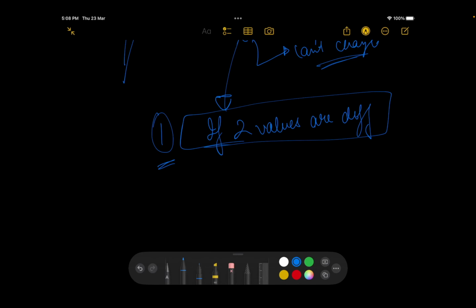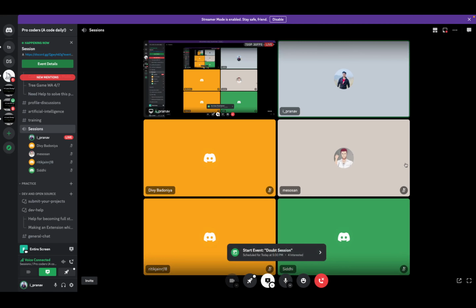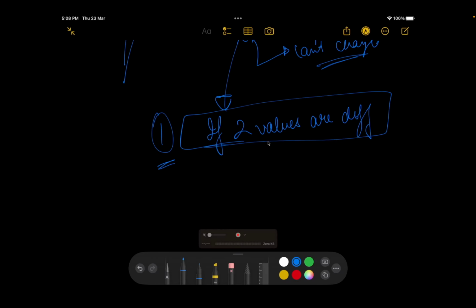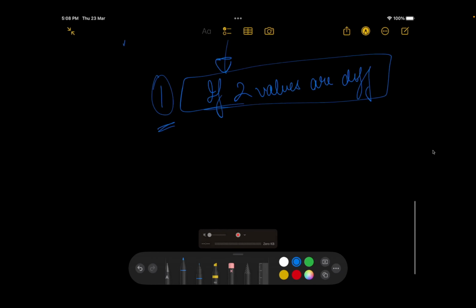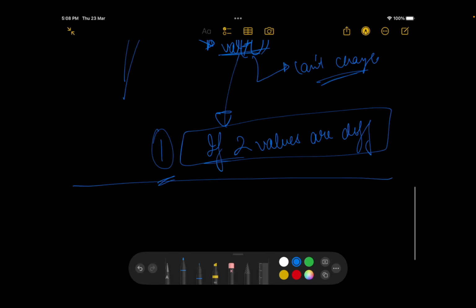And in case someone is typing, please just let me know, because I'll not be opening this chat box. Cool. So if someone is typing, just let me know. Cool. So this is my first observation.